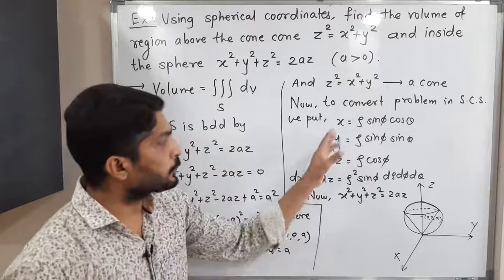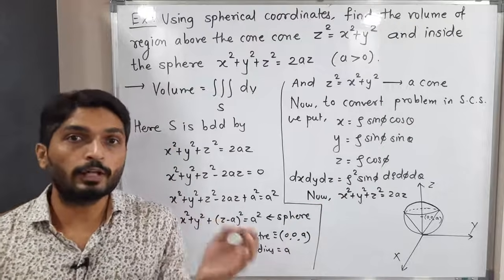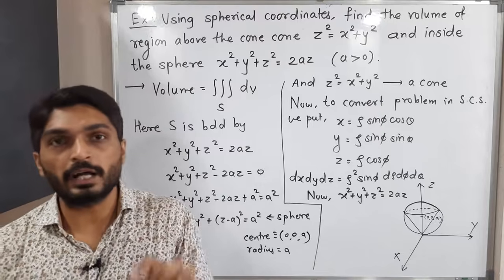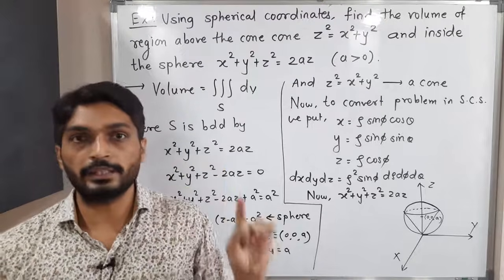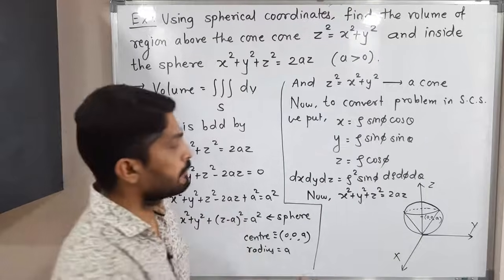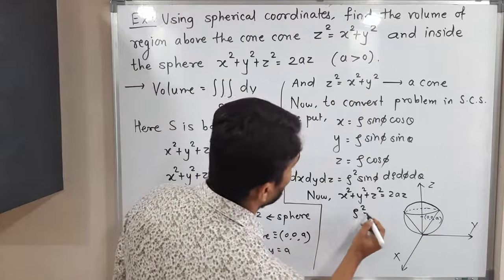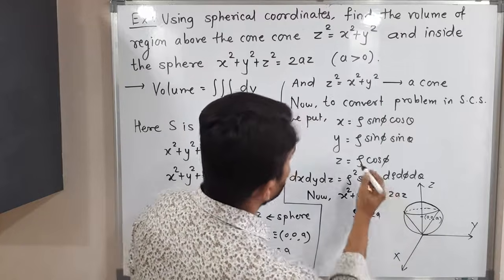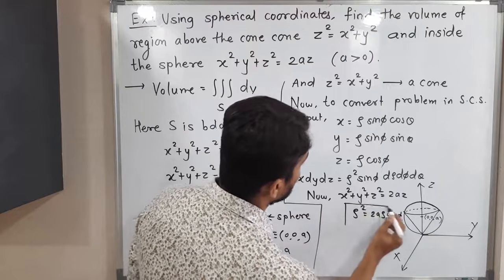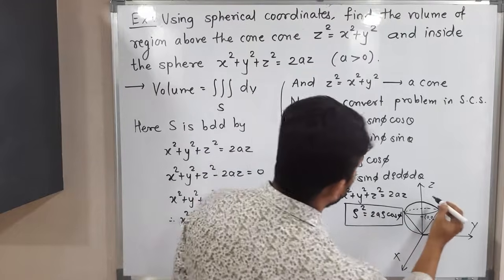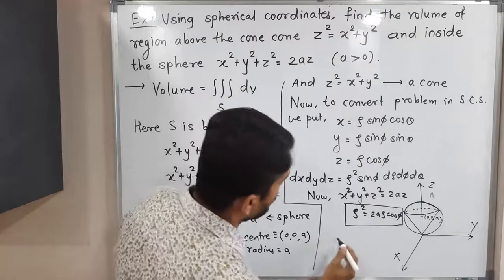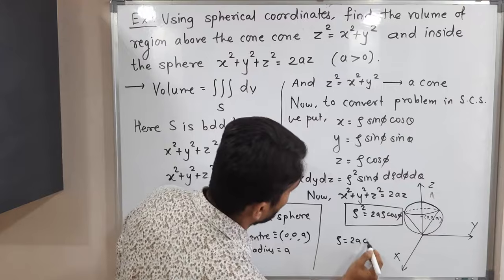But see, when you put all these values here, we know the value of x square plus y square plus z square is rho square, by using the formula sin square theta plus cos square theta is 1, sin square phi plus cos square phi is 1. By using those things, we will have rho square equal to 2a, what is z? Rho cos phi. So this is the equation of sphere we have. Again we can cancel rho from both sides. So therefore rho is equal to 2a cos phi.